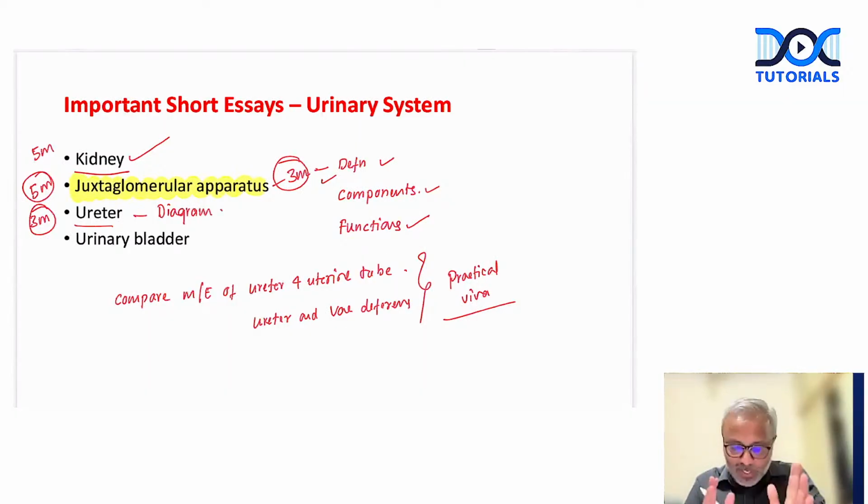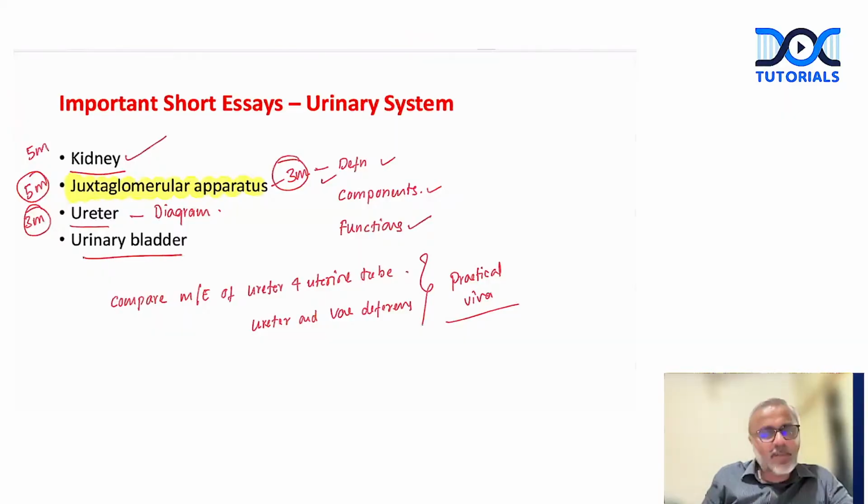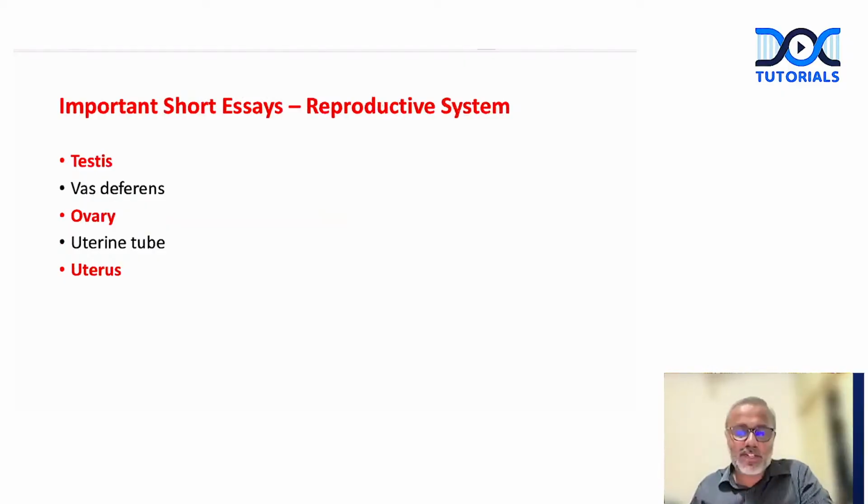Are we clear? Right. Then urinary bladder. Again, an important 5-marker. But from the topic of urinary system, kidney histology, juxtaglomerular apparatus, comparison of structure of ureter with other tubular structures like uterine tube or vas deferens. Are we clear? Right.